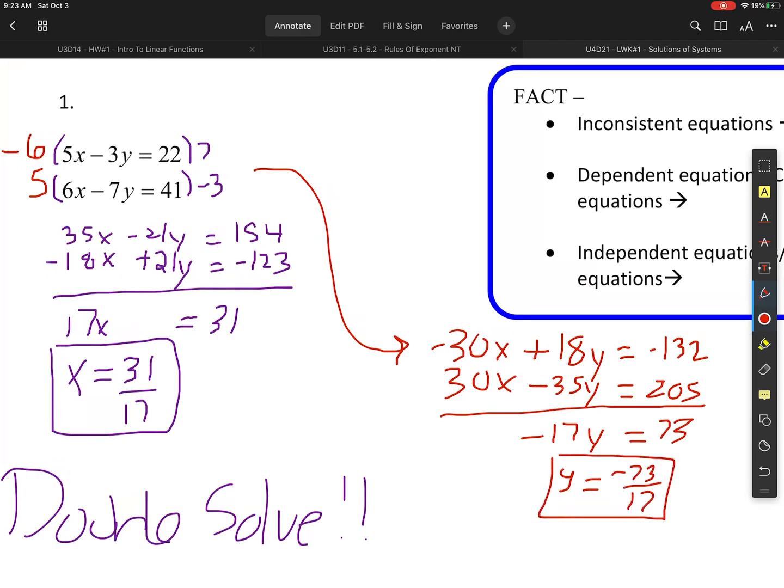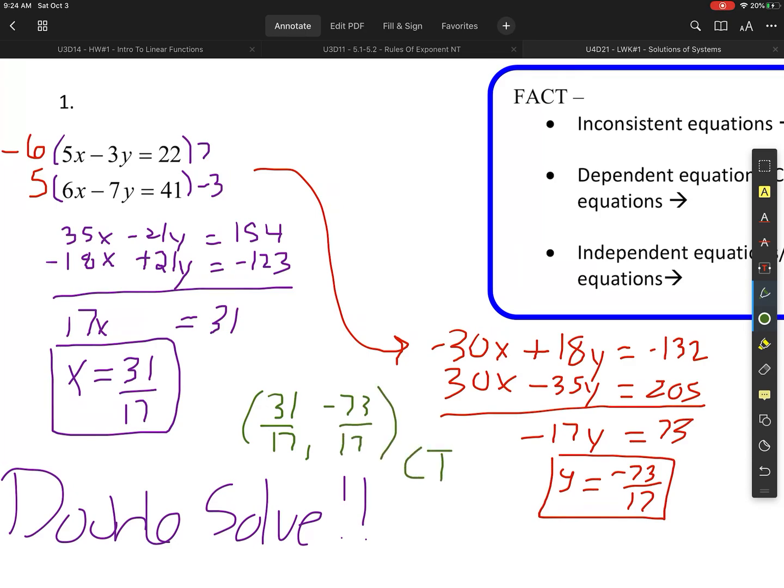Oh my god, it's so much nicer. So much nicer in this situation. Why would I want to plug in and actually find that answer? Alright, so there's my answer. I can say in this situation that my answer is 31 over 17, comma, -73 over 17.